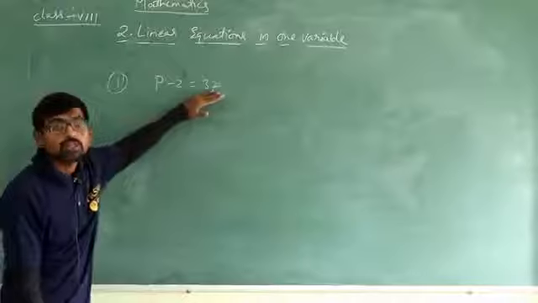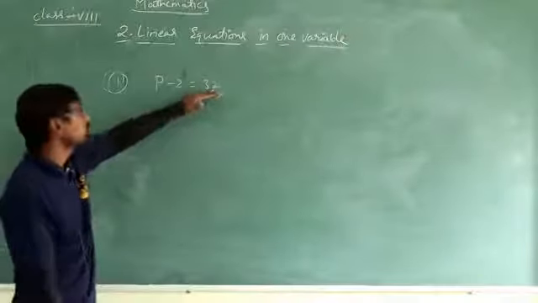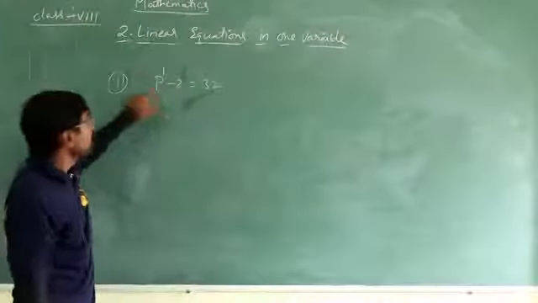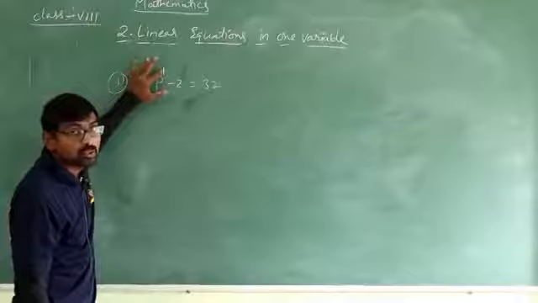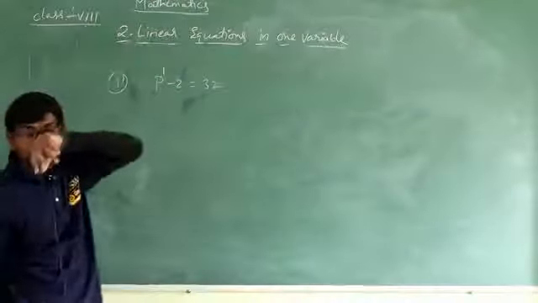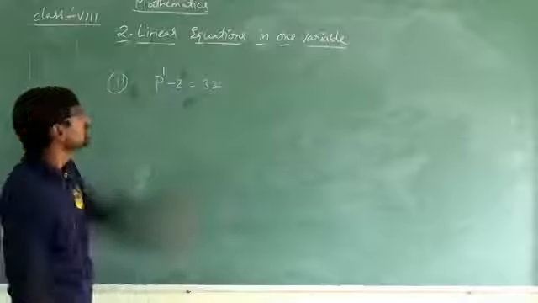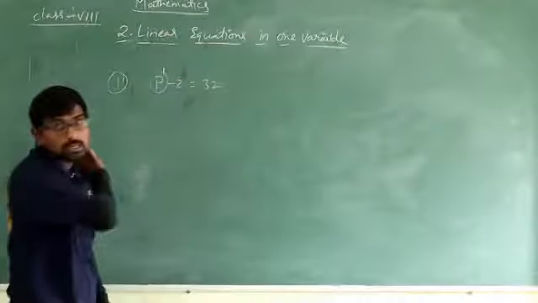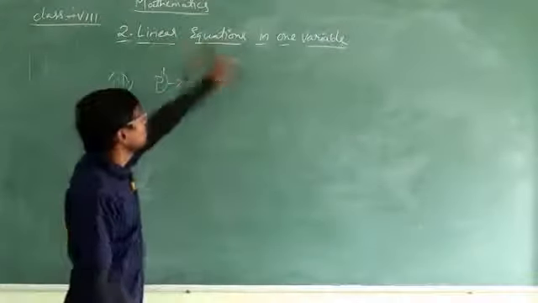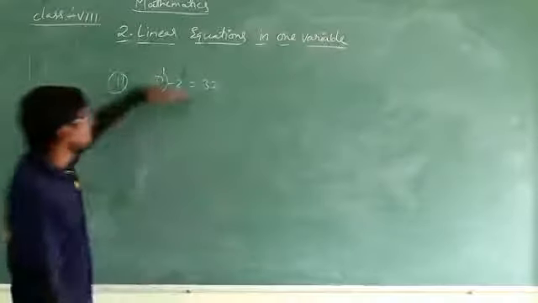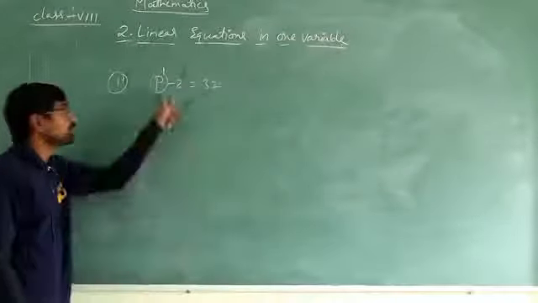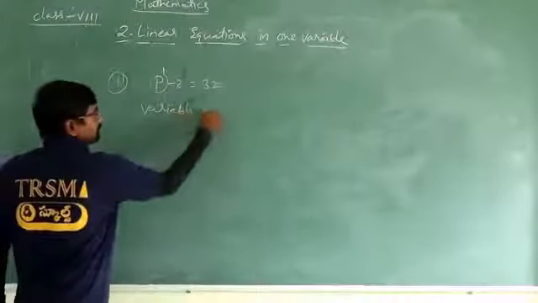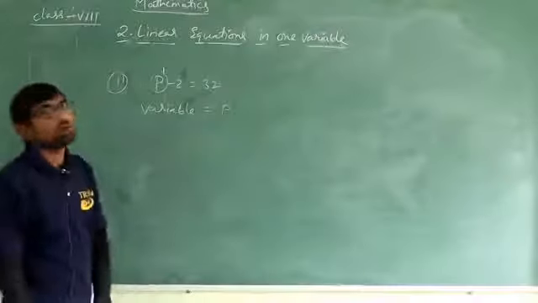Is it a linear equation? Yes, absolutely. Why is it a linear equation? We have to check the variable. Here it is a variable, and the power of this variable is 1. As we have the highest power 1, the degree of this equation is 1. As the degree of this equation is 1, it is called a linear equation. How many variables are there? Only one variable. What is that one variable? P. Therefore, it is a linear equation in one variable. Here the variable is p. Now I want to find the value of p.